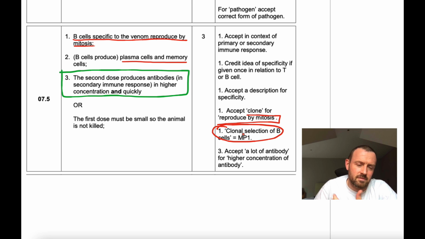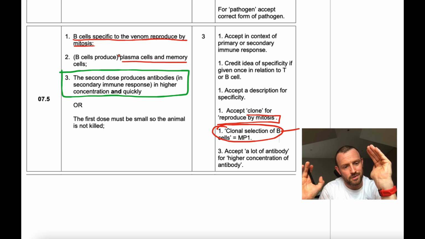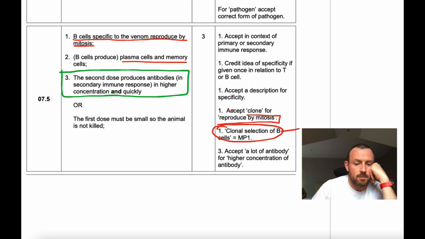I used to teach OCR, as you might know. So this is what OCR wants you to say, clonal selection. Clonal selection is the process by which the B cell that is complementary to the venom divides by mitosis. So I probably would have said clonal selection. You can say that, and you would be given a mark. Or you could say the B cells that are specific to the venom reproduce by mitosis, brackets, this is called clonal selection, so that when they encounter the antigen again, the second dose produces antibodies at a higher concentration and more quickly.